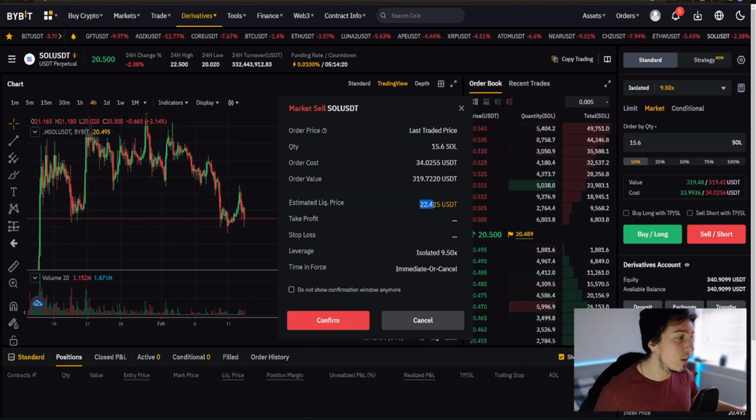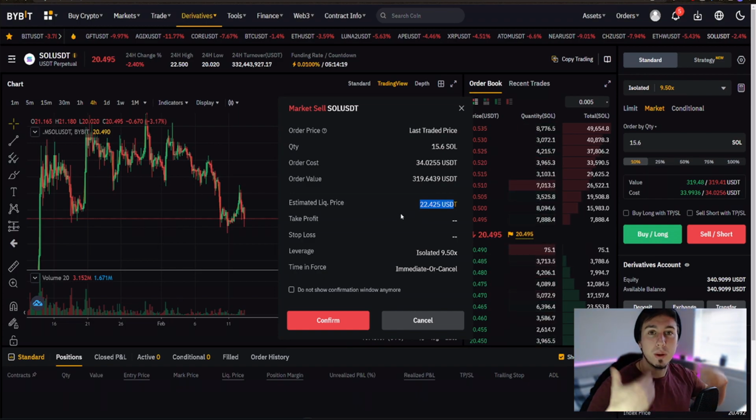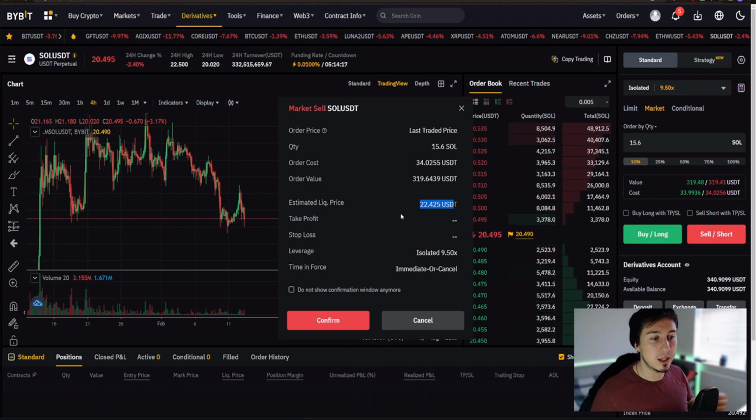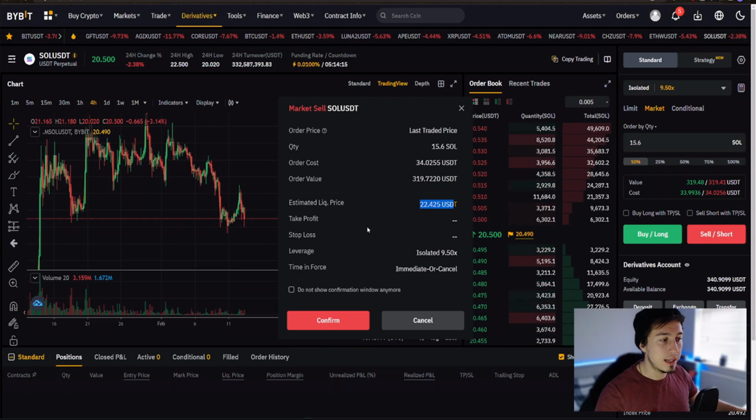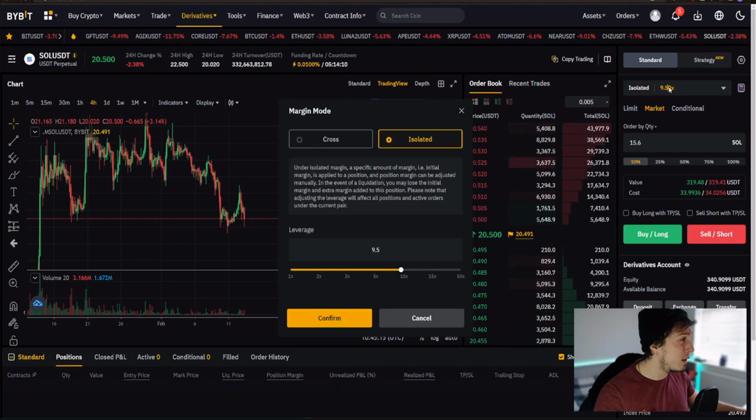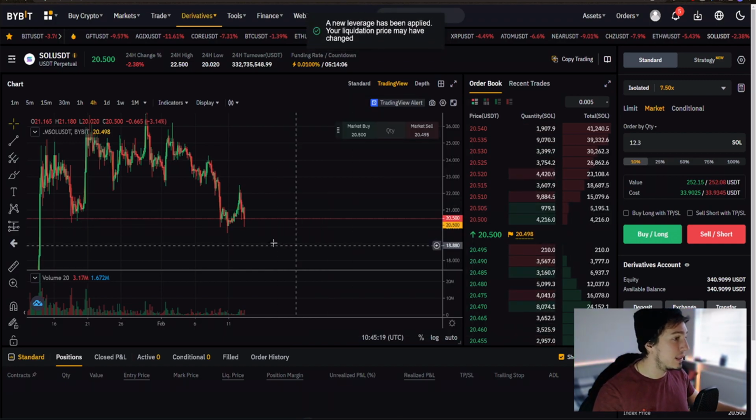The liquidation price will now be set higher, because if the price went up while you're shorting, when you're expecting the price to drop, you're going to get liquidated. So that's why it's good to not have too much leverage. Honestly, even just having like 7.5x leverage can be nice.